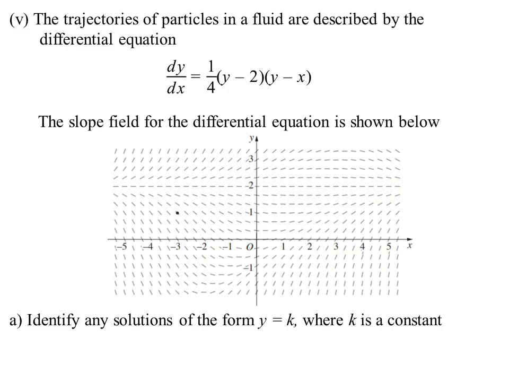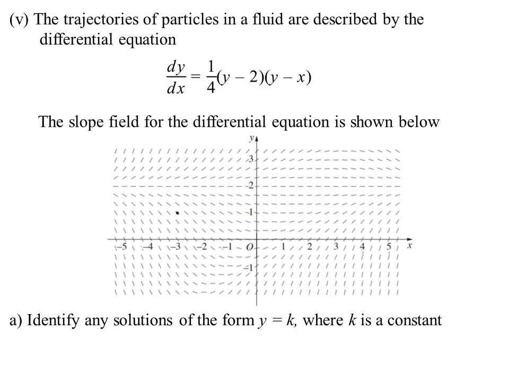So we've got this question. The trajectories of particles in a fluid are described by this interesting differential equation, dy/dx equals a quarter of (y minus 2) times (y minus x). What on earth is that function? It's going to be quite tricky to go and find the function. Now here's the slope field. They've drawn that up for us, saved us a bit of time.